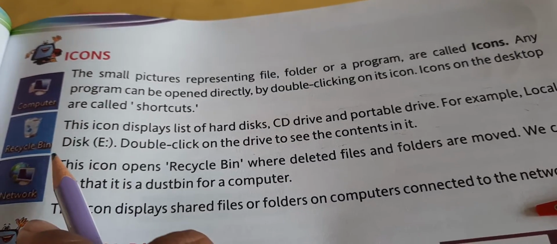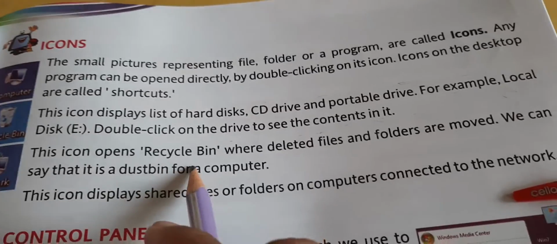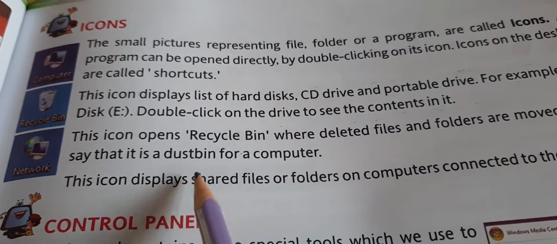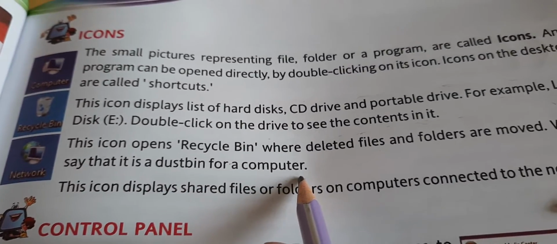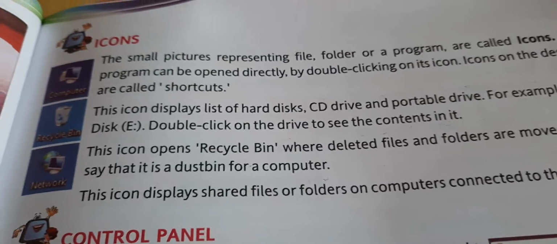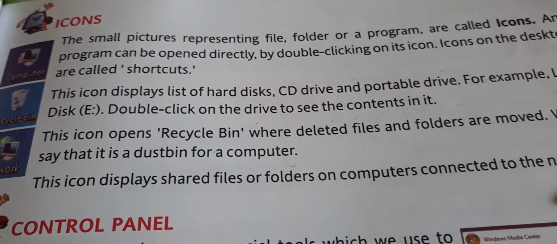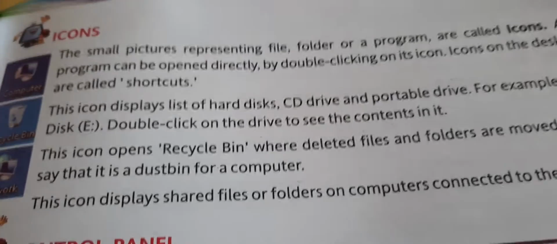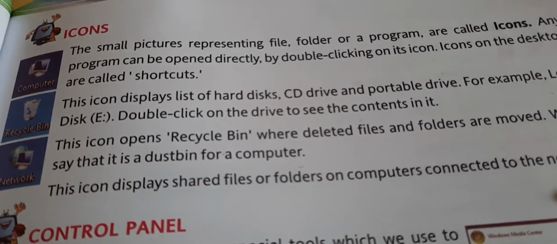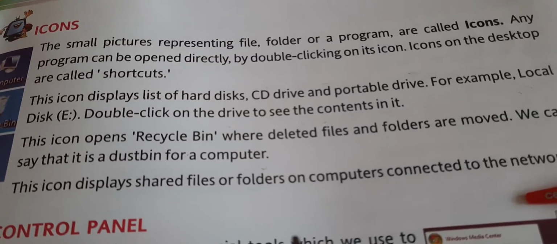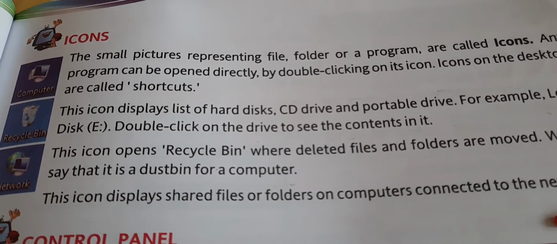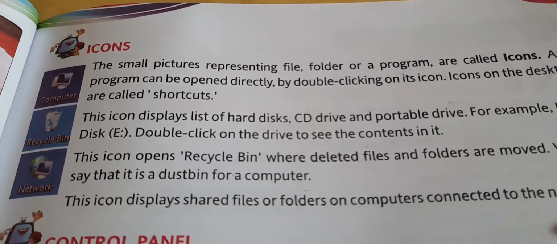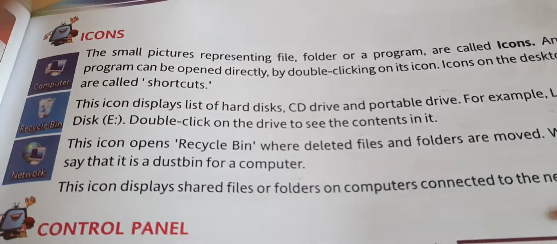Now recycle bin, here we are talking about recycle bin. This icon opens recycle bin where deleted files and folders are moved. We can say that it is a dustbin for a computer. Means whichever file we delete in our computer system, it will first go to recycle bin. It will not directly be deleted. It will first go to recycle bin, and if we need that file later on, or maybe we have accidentally deleted it, we can retrieve that file from there. Okay, retrieve means we can get back our file from there.